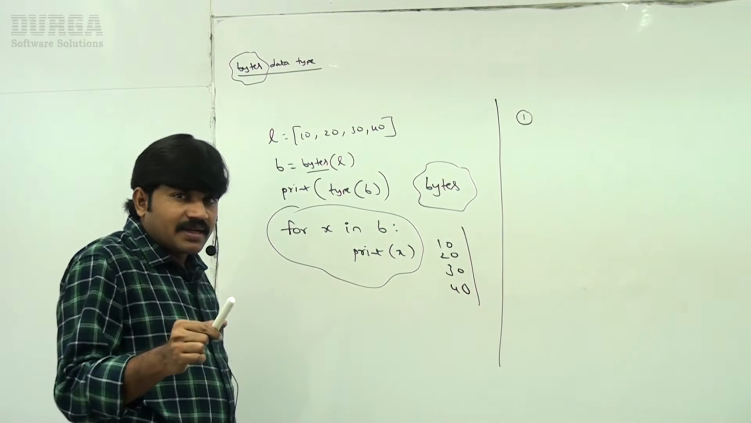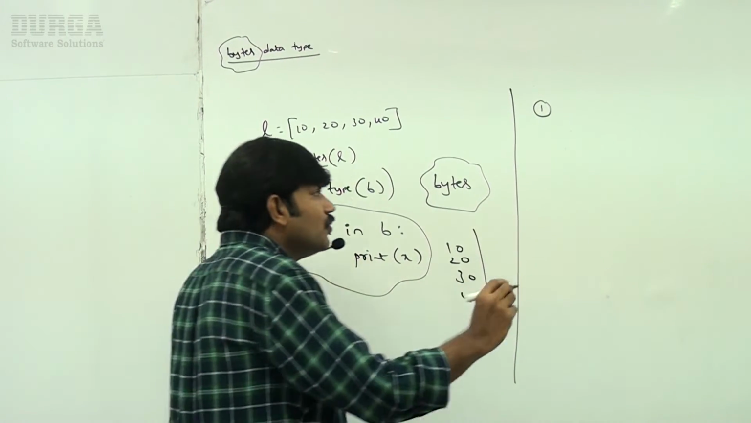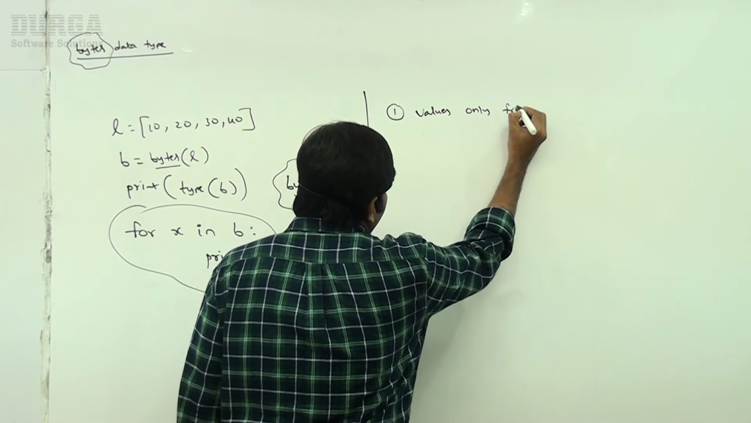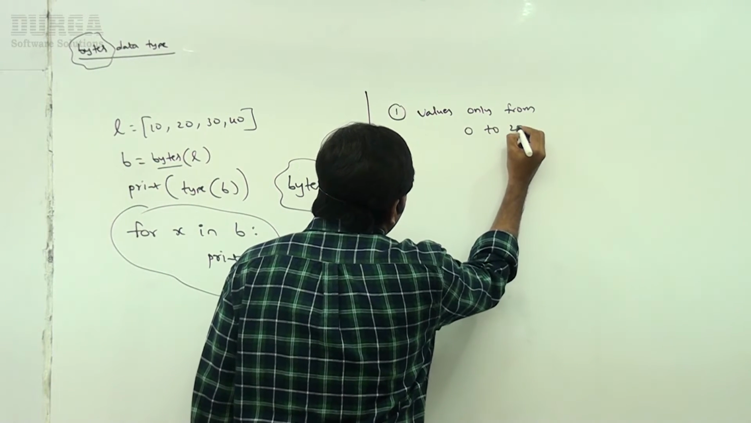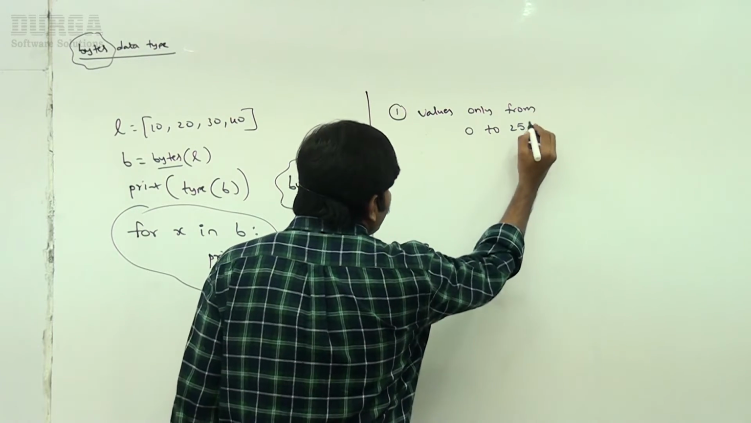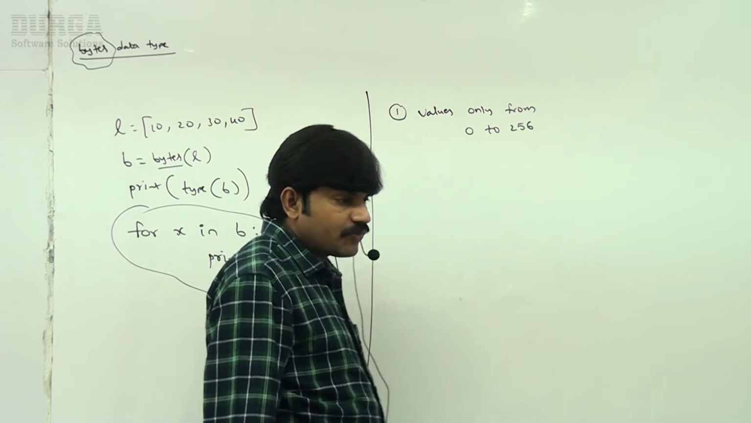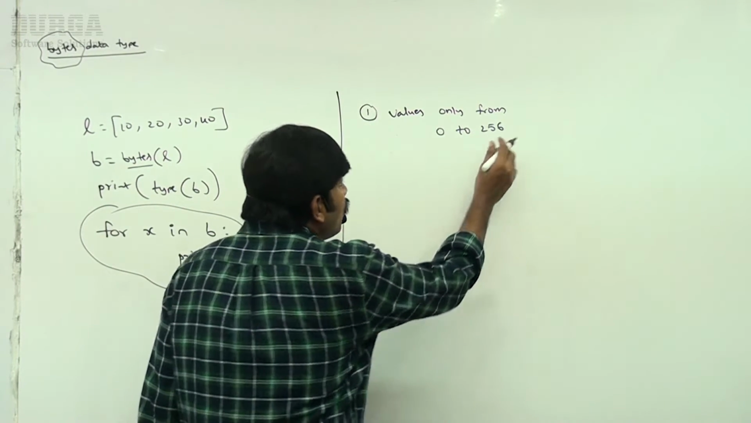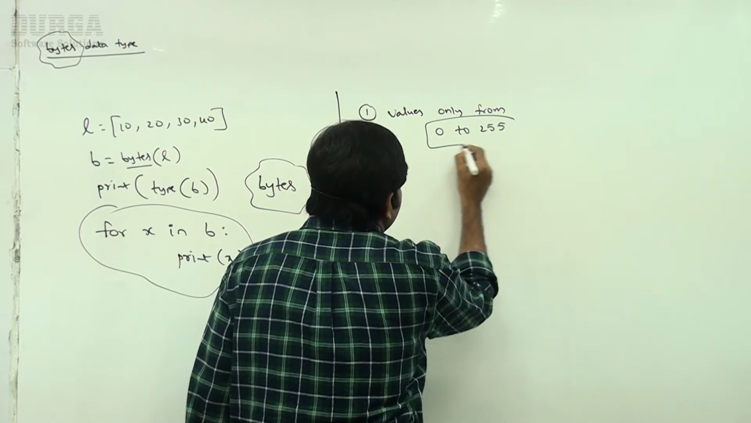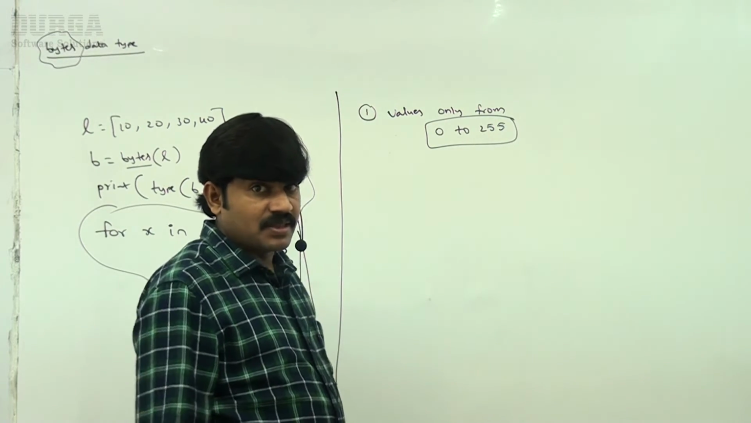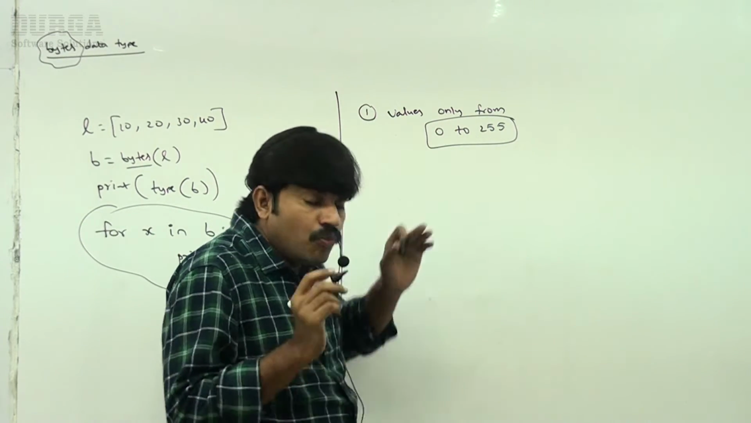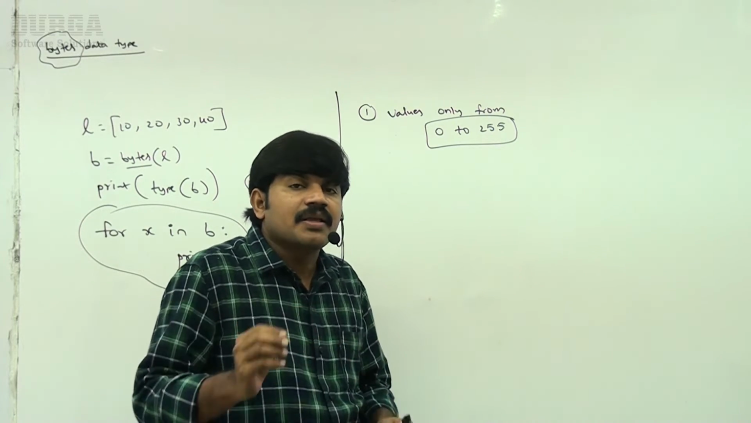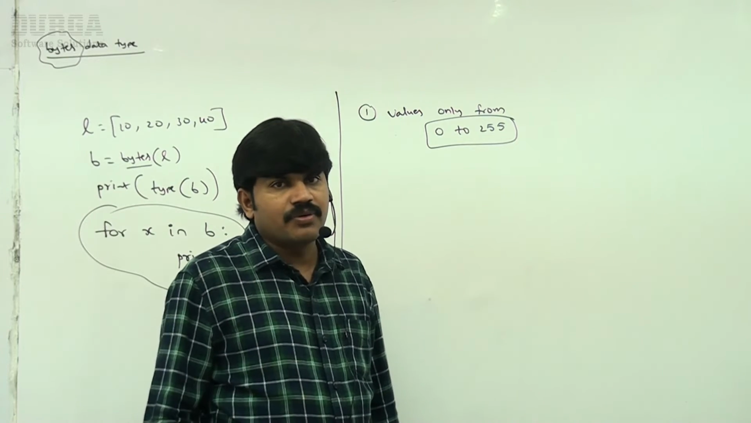So the bytes data type can represent values only from 0 to 255. Can you please spell out 0 to 255 or 256? 0 to 255 only. Remember this one. Not 256. Byte values are only from 0 to 255. By mistake, if you try to add any other value, immediately we are going to get an error.